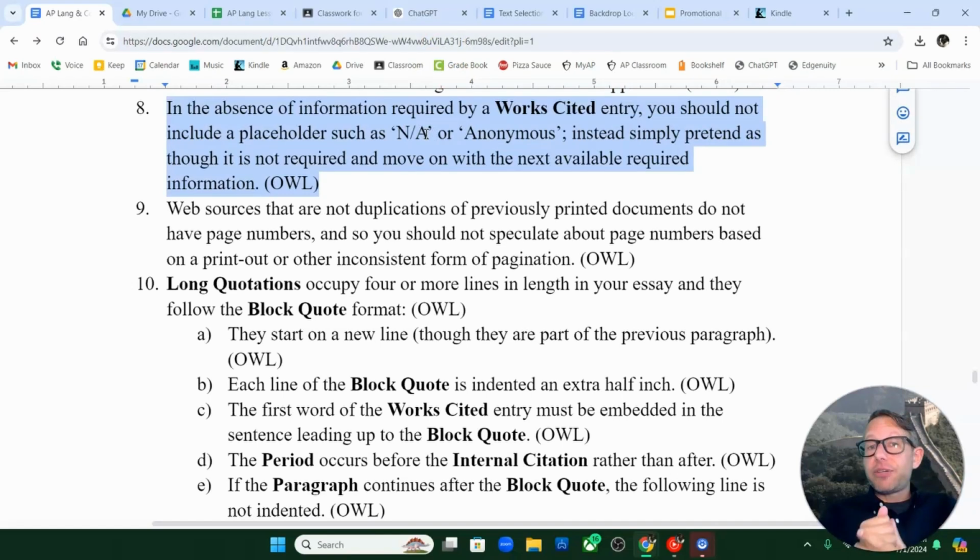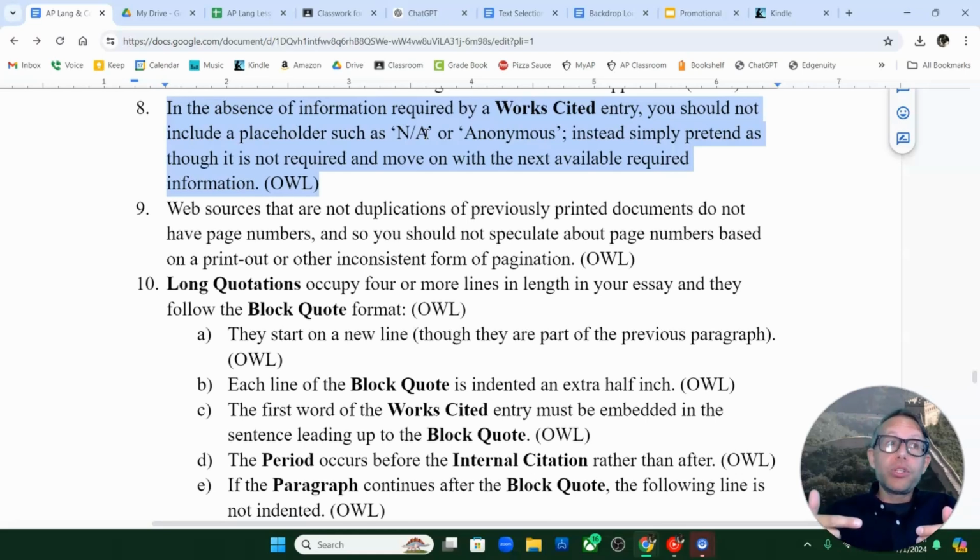Remember that in the absence of information required by a works cited entry, you should not be including a placeholder such as NA or anonymous. I get a lot of students who try to shoehorn that stuff in. I especially know that when people are using citation generators, we'll say, they have a tendency to plug those in, NA or anonymous or things like that. That doesn't fly in true MLA format, okay?